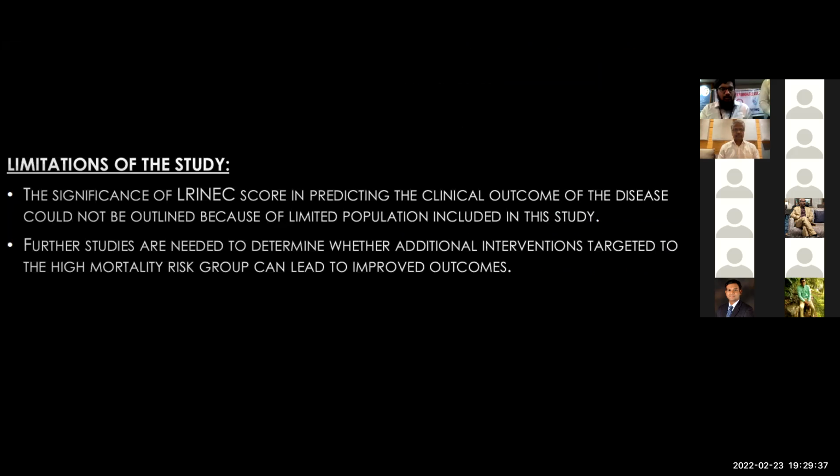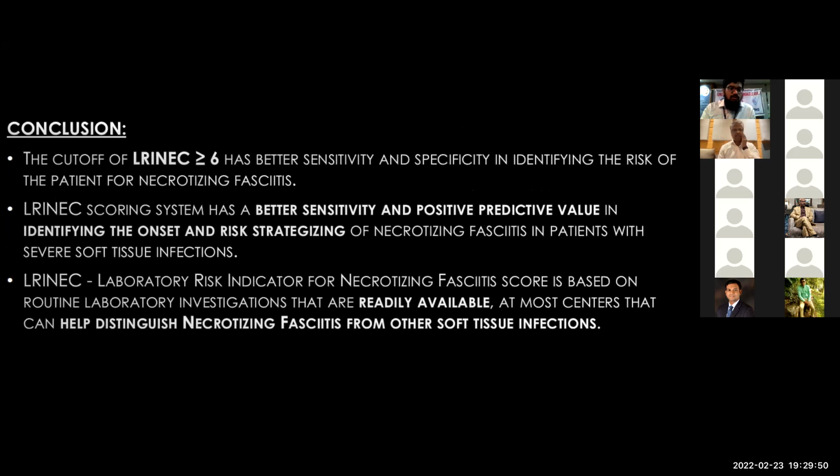The limitations of my study were that the clinical outcomes could not be outlined because of the limited population included in the study. Further studies are required to determine if additional interventions could help the high mortality risk group. The conclusion is that in my study, a LRINEC score of more than 6 has shown better sensitivity and specificity in identifying necrotizing fasciitis, and the scoring system has a better sensitivity and positive predictive value in identifying the onset and risk stratification of necrotizing fasciitis, thus aiding us in our treatment. The scoring system is also readily available in all primary and secondary centers and helps us distinguish the severity of the soft tissue infection.